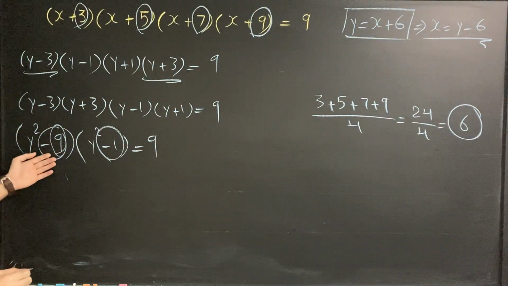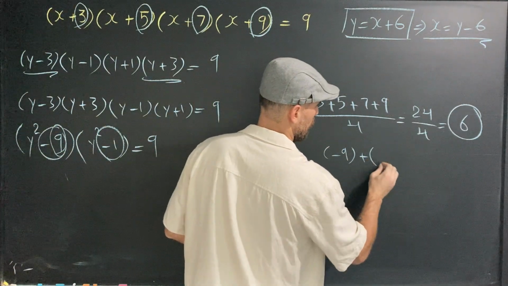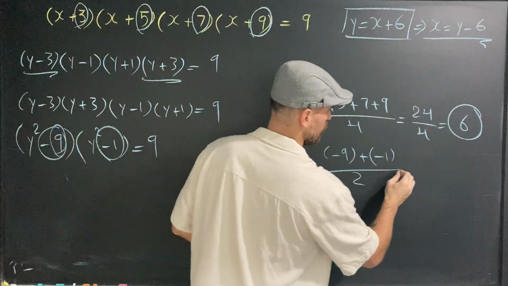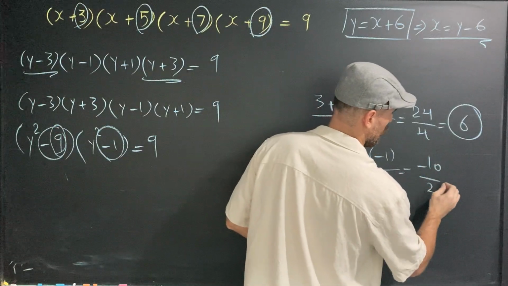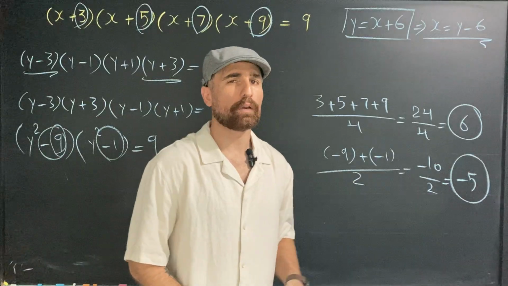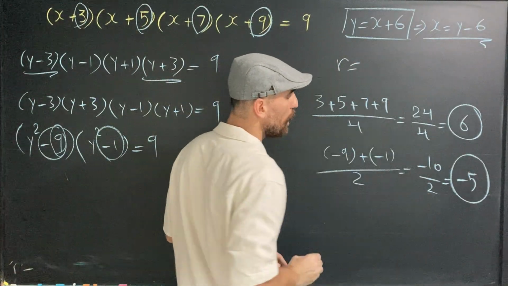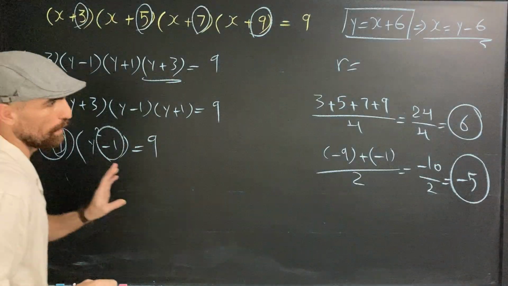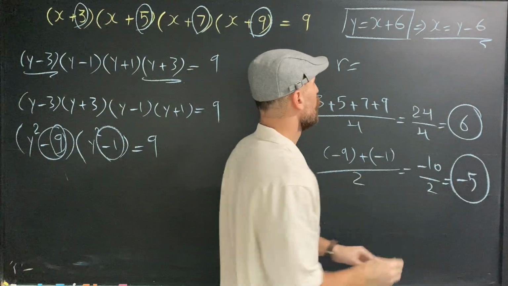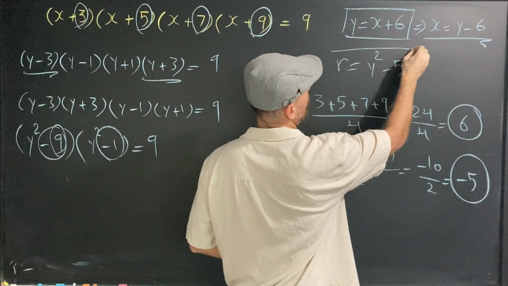Where is the midpoint of negative 9 and negative 1? Negative 9 plus negative 1 over 2, which means negative 10 over 2 or negative 5. So again, I want to define a new variable. I call it r. R is going to be y squared plus negative 5 or y squared minus 5.